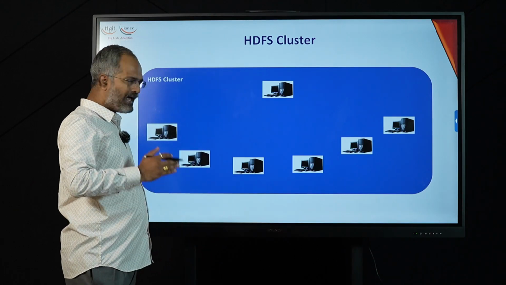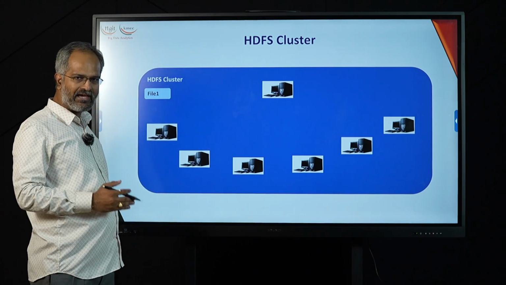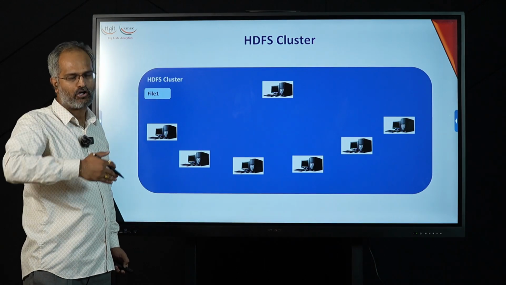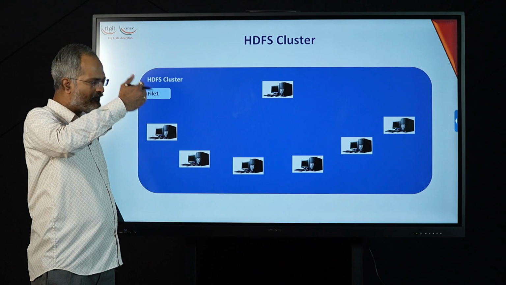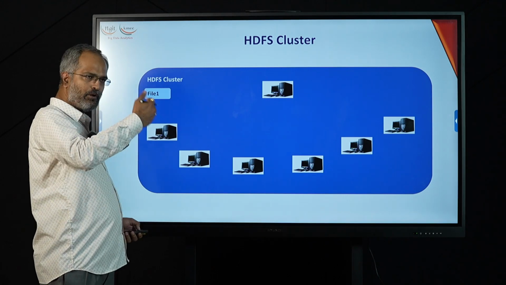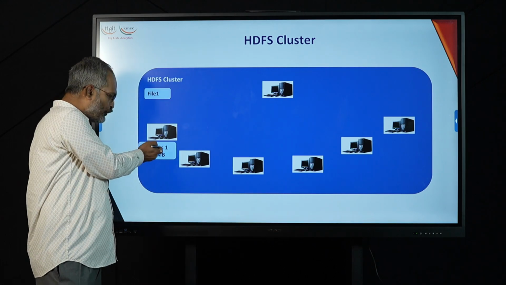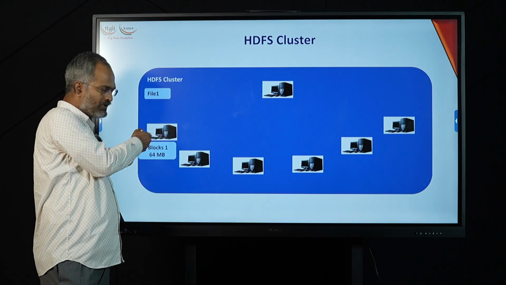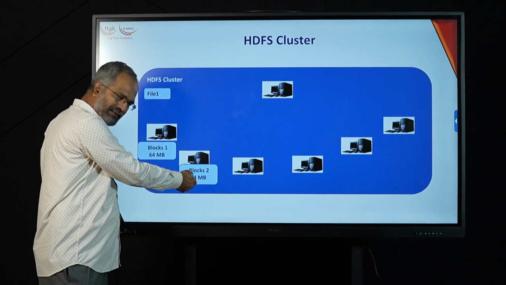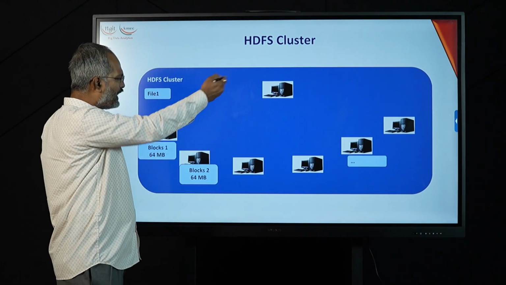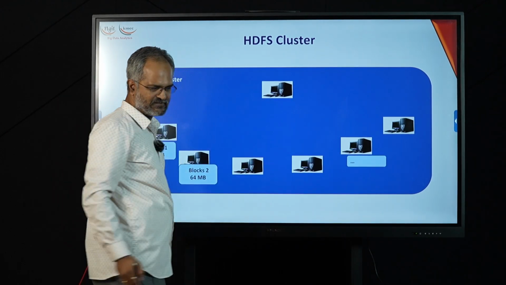Okay. Now, as we discussed, if we have a file to store, then this file will be divided into blocks. In the blocks, block 1, block 2, block 3, the block 1 can be stored in the first machine, the block 2 can be stored in the next machine, the block 3 can be stored in another machine, and some other blocks will be stored in different machines.